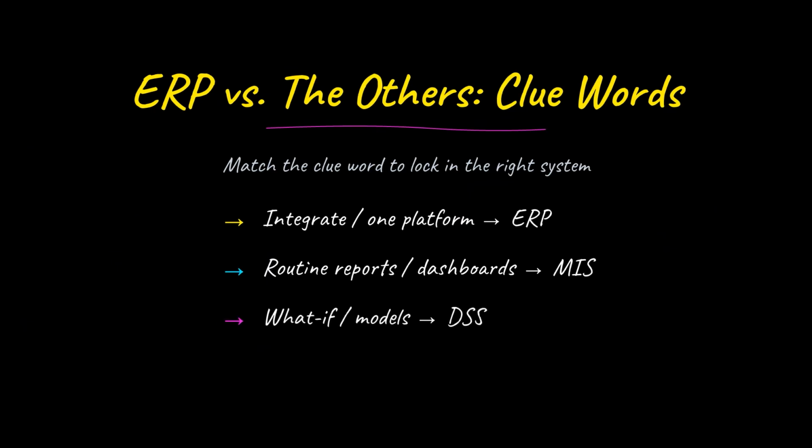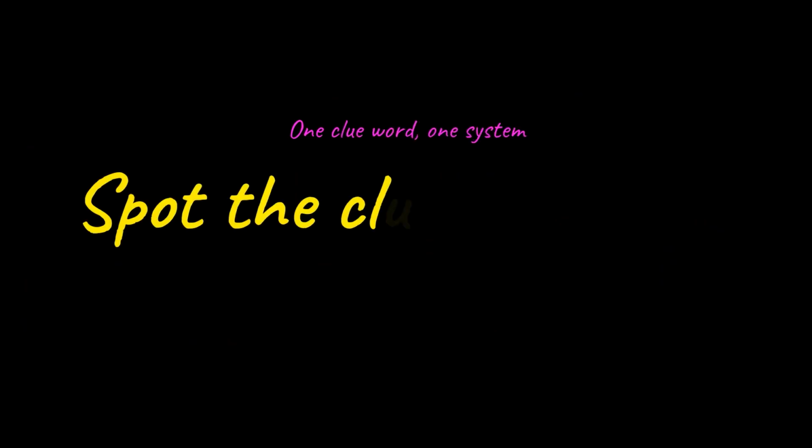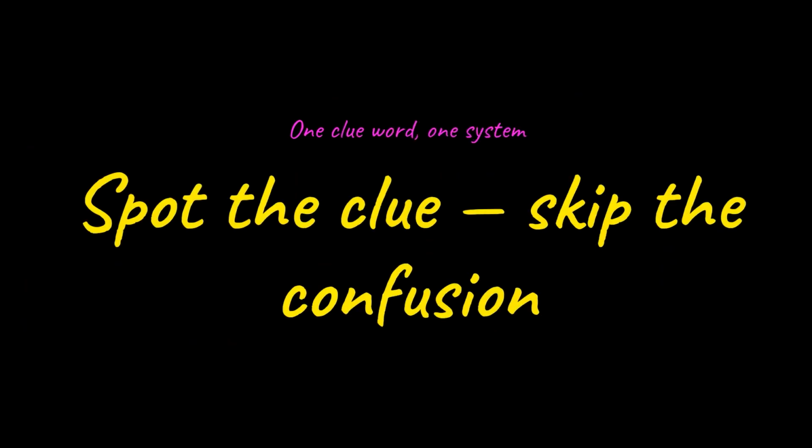No other system exists chiefly to unify departments. Routine reports signal MIS, what if analysis signals DSS, and customer leads signal CRM. Because all 6 are information systems, a scenario only separates them through that one precise function it describes. Learn the clue word for each system and the whole family becomes a quick lookup.